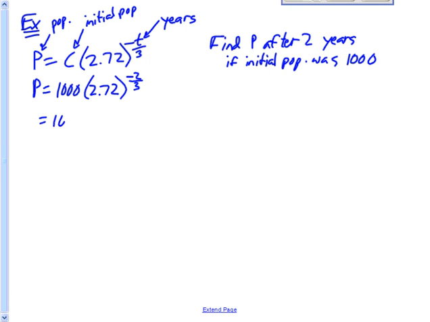And then we just got to punch this in. So we're going to punch that part into your calculator first. On your TI-89, punch it in like this. This is your syntax: 2.72 to the, you've got to put this in parentheses, negative 2/3. Okay, 2.72 to the negative 2/3, and then at the end of that, multiply it by 1,000. So let me see what you get there. Hold on just a second, let me grab my calculator.